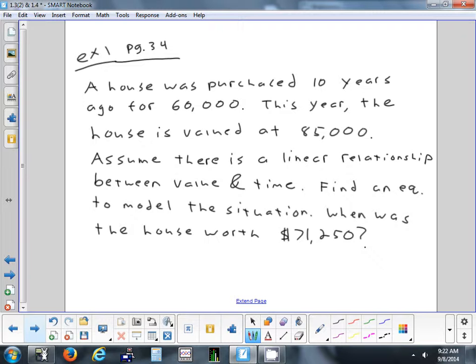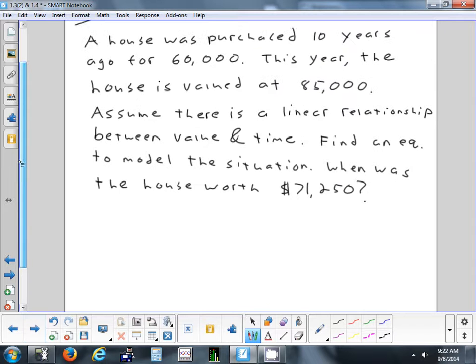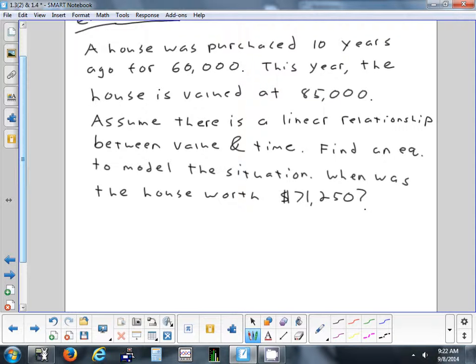What are the two things that you need to find the equation of a line? You need to know the slope and the y-intercept. So one thing we can do is, this 60,000 basically is one of those two things. It's the initial value of the house. So Orlando, what is the 60,000? Is that a slope or is that my y-intercept? Yeah, that's my y-intercept. I already know that. Now all we need to do is find the slope.